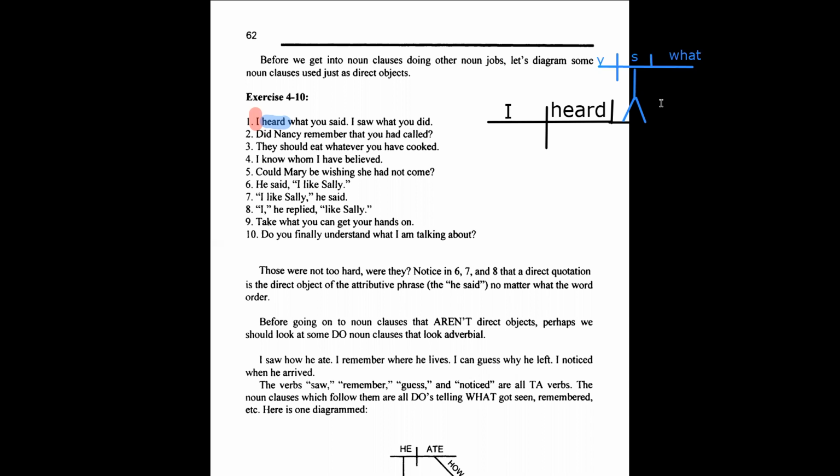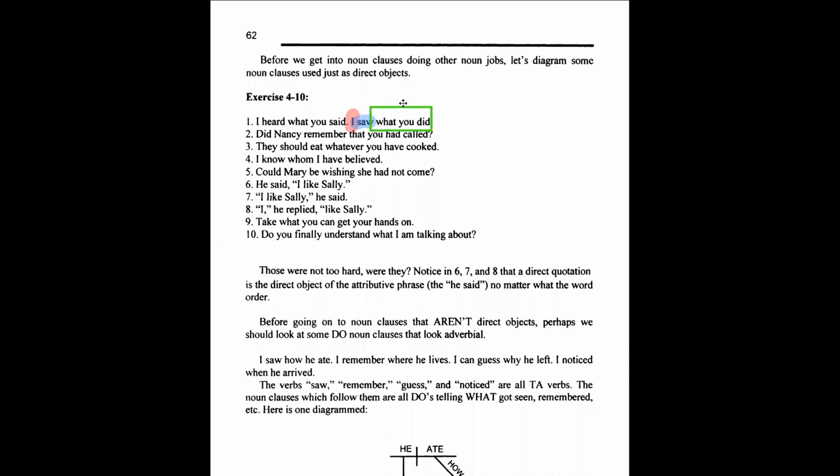Very easy, right? I just got to diagram the main clause first, and then the rest of the parts. Let's do the other second half. I saw what you did. First thing, always first thing: where's the main subject? I. Where's the main verb with that subject? I saw, right? What did you see? What you did. So that whole what you did is, you should know by now, a direct object.